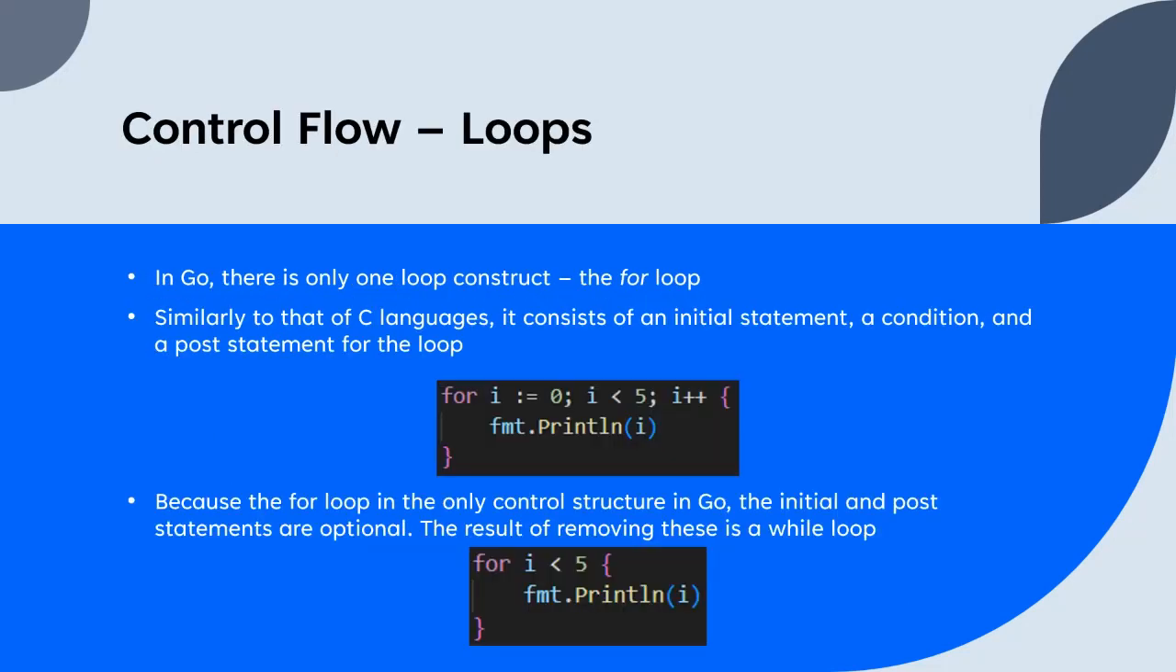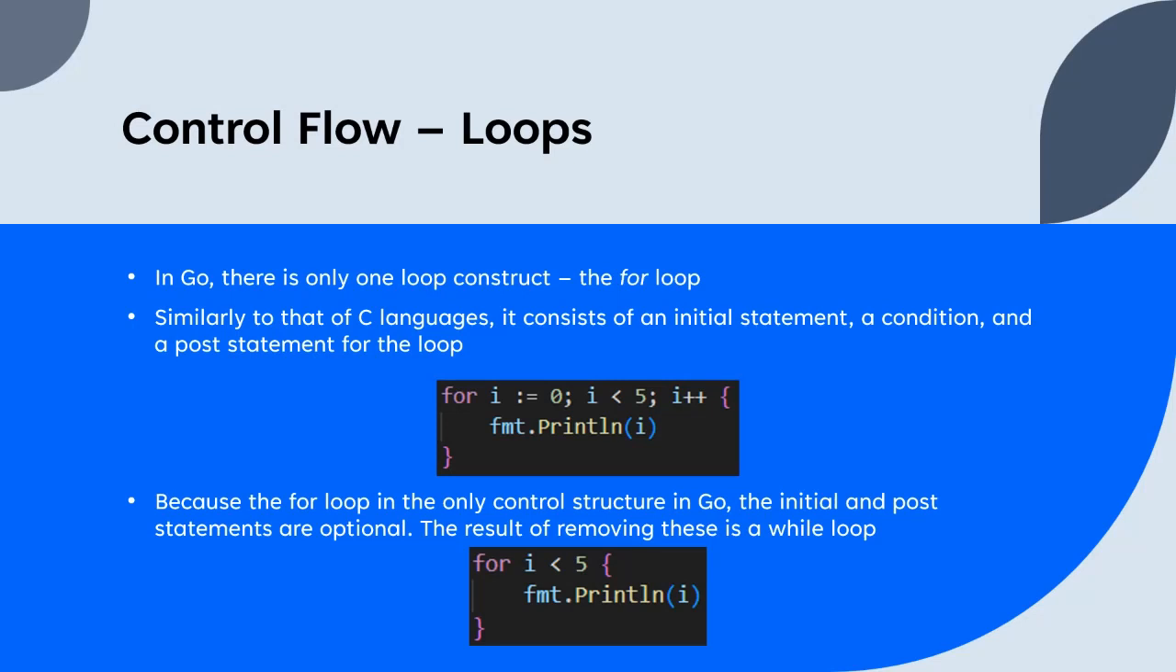In Go, there is only one loop construct, the for loop. It is similar to that of C languages and includes an initial statement, a condition, and a post statement. In our first example here, we have i set equal to 0, and then the condition is as long as i is less than 5, and i increments through each iteration.